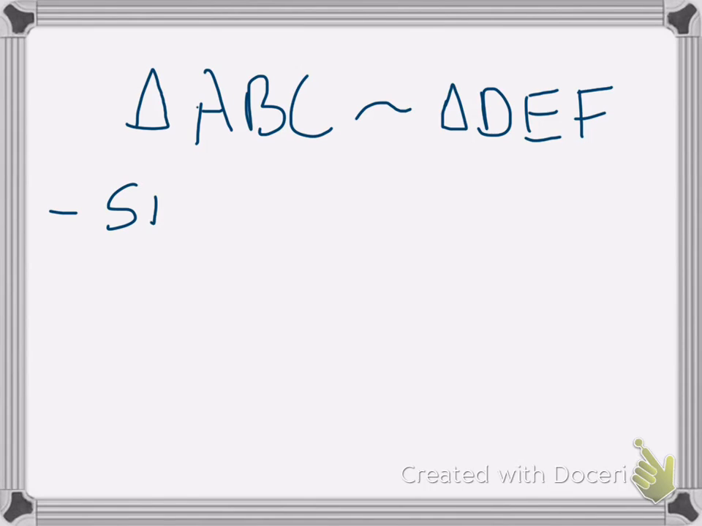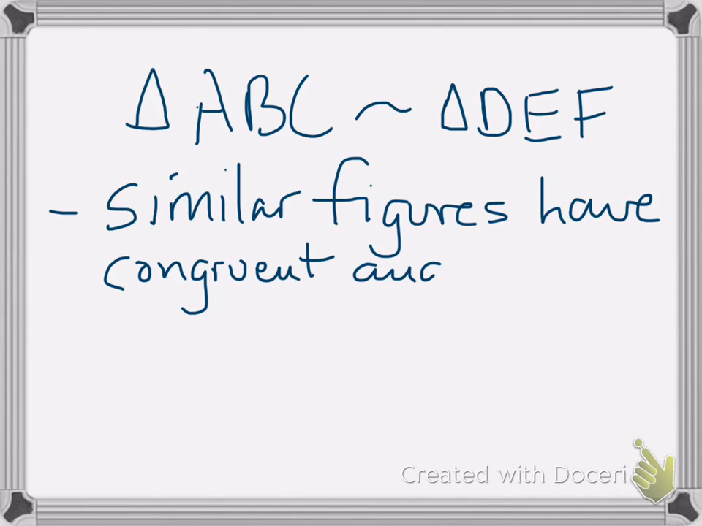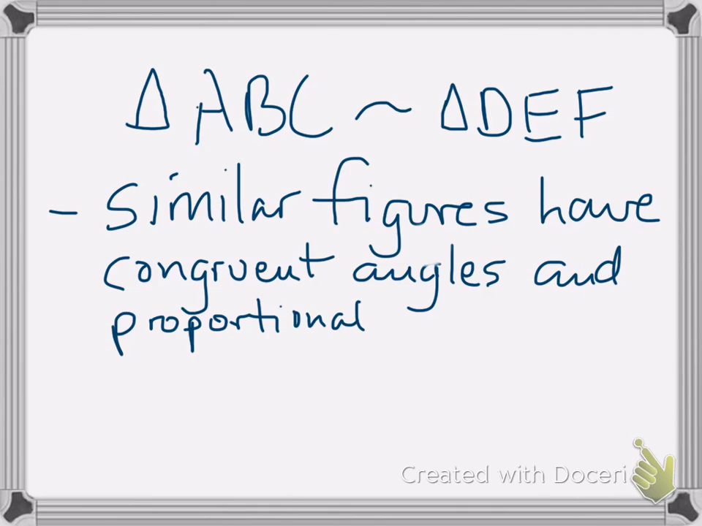Similar figures have congruent angles of equal measure and proportional sides. Now, here's what that means. From the similarity statement that we're given, we can make all of these assumptions without even seeing the figure. Without even looking at the figures that you guys have in your notes.